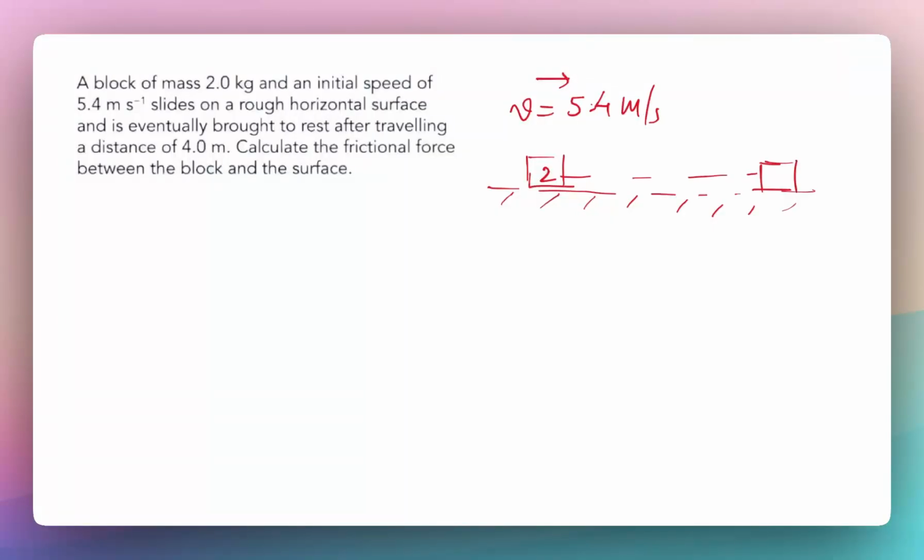Which means to bring it to rest, some force must have acted in the opposite direction, and as you know, that force is going to be the friction force. The friction force always acts in the opposite direction to the movement. This is our friction force, which is going to stop the object. So we need to find this friction force.